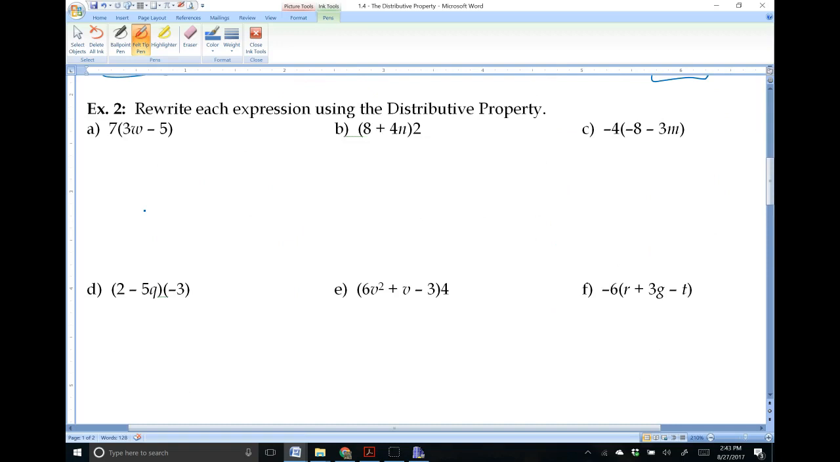Jumping on to example 2 here, continuing on to our distributing again. I'm going to do A, B, and C, and then I would like you guys to do D, E, and F as I pause the video.